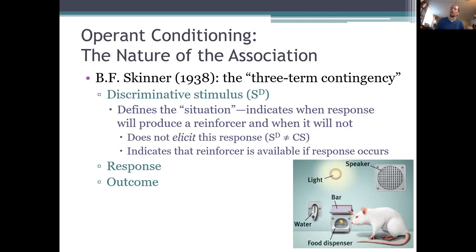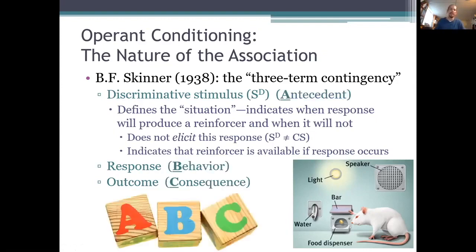And guys, a good way to remember how that three-term contingency works in operant conditioning is like this. You can think of it like A plus B equals C. Okay. A plus B equals C. So operant conditioning involves what's often called an ABC association. The B stands for behavior. The C stands for consequence. And the A stands for antecedent, because that's what some people call the discriminative stimulus.